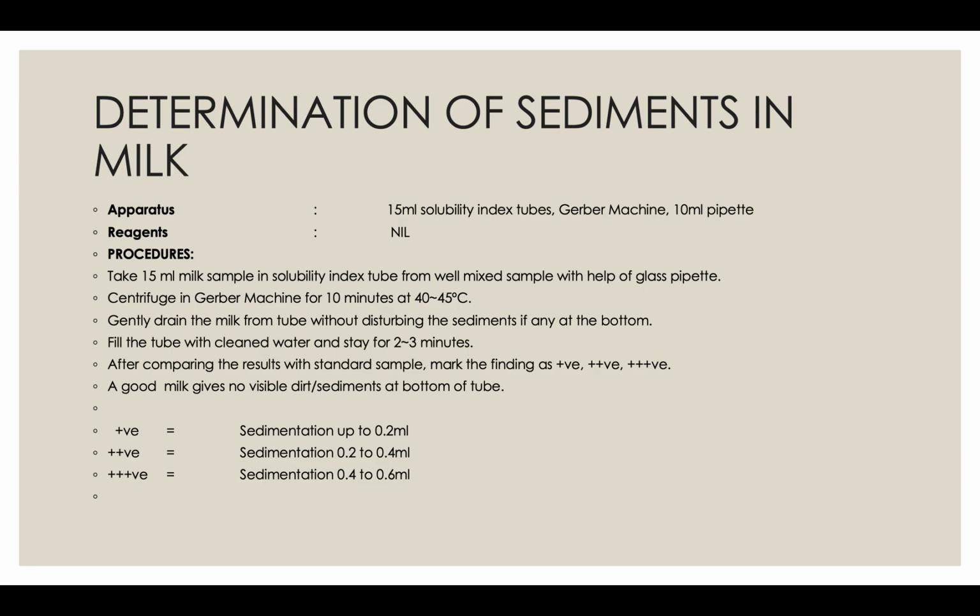Gently drain the milk from the tube without disturbing the sediments, if any, at the bottom. Fill the test tube with clean water and let it stay for 2 to 3 minutes. After comparing the results with the standard sample, mark your findings as positive, double positive, and triple positive. A good quality milk gives no visible dirt or sediments at the bottom of the tube.